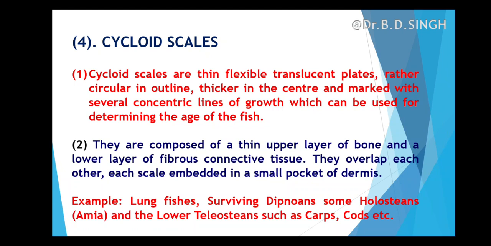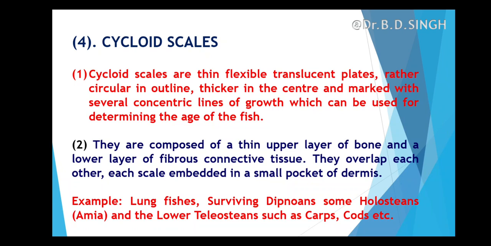Cycloid scales are thin, flexible, and translucent plates, rather circular in outline, thicker in the center, and marked with several concentric lines of growth which can be used for determining the age of the fish. Point number 2, they are composed of a thin upper layer of bone and a lower layer of fibrous connective tissue, and they overlap each other.